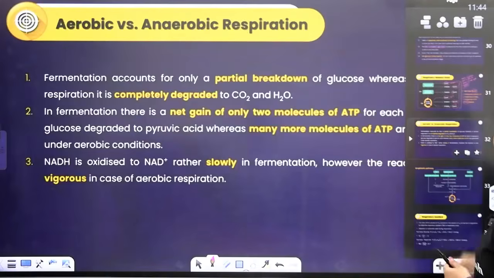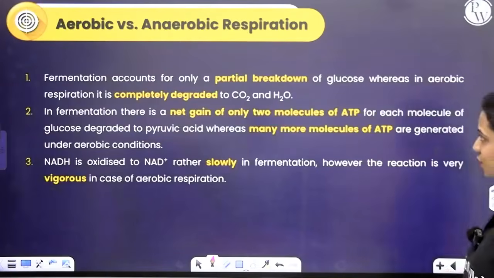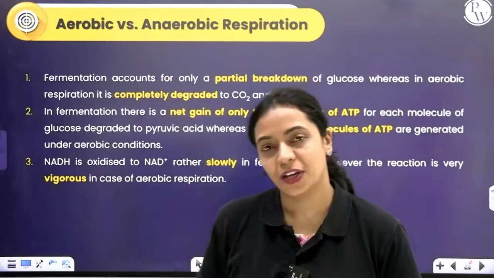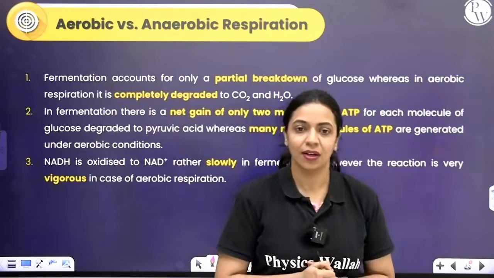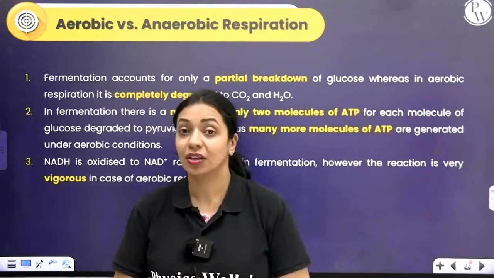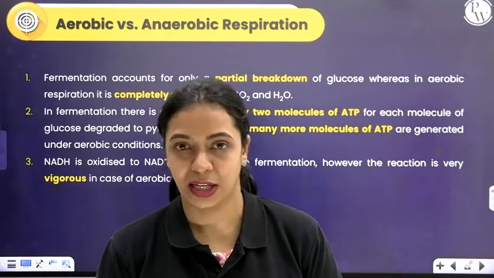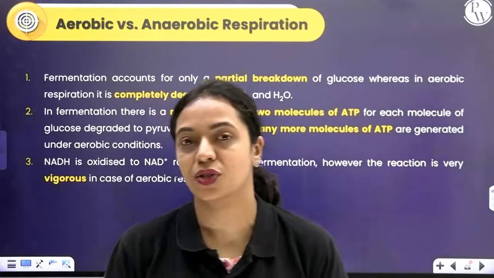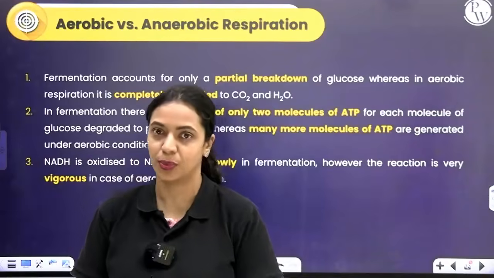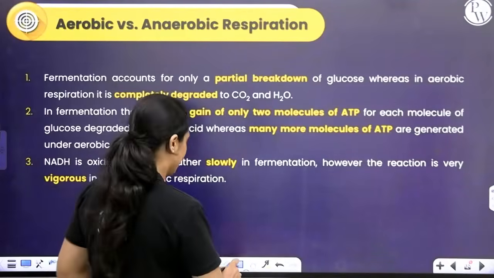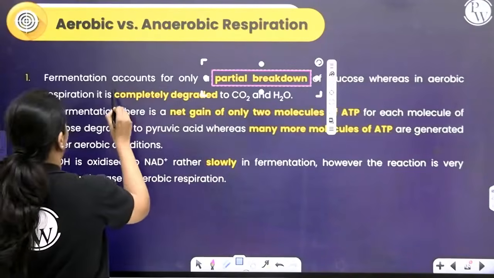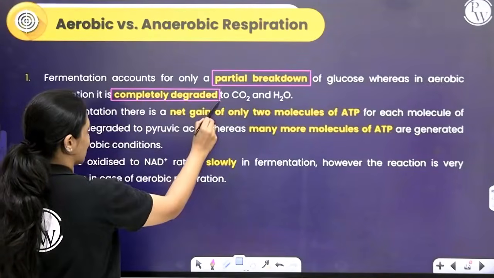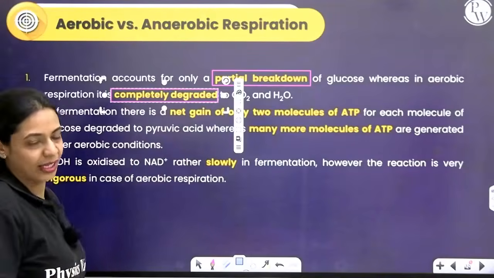Let's compare aerobic and anaerobic respiration. Aerobic respiration utilizes oxygen, anaerobic respiration does not utilize oxygen. During aerobic respiration, complete oxidation of glucose will take place. During anaerobic respiration, only partial oxidation of glucose will take place, right? So fermentation is partial oxidation, and aerobic respiration is completely degraded, complete oxidation.